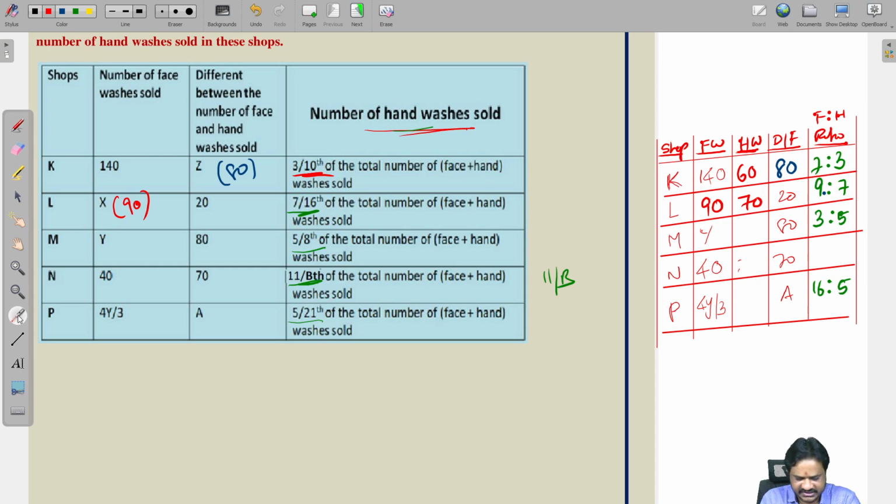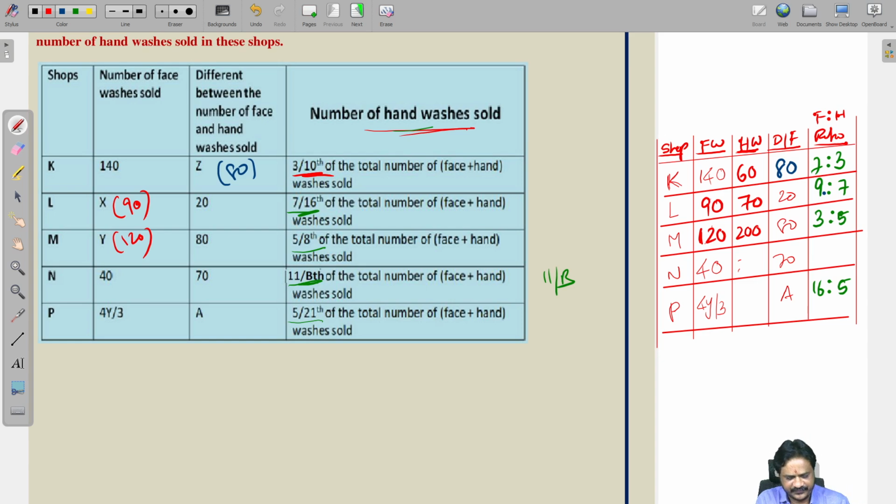Next, the difference is 80 here. 3 and 5 differ by 2 parts. 2 parts equal 80, 1 part is 40. Therefore, 3 parts equal 120. So, Y value is 120. This is 200, the difference is 80. So, Y value we got is 120.